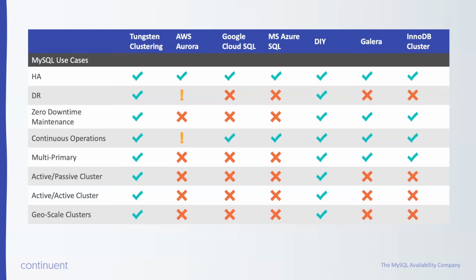Deploy a Geo-Scale topology where you have multiple active clusters and all replicating to each other and all in sync. And this, again, leads into Geo-Scale clusters, right? Can we deploy globally and have our applications close to our end users?